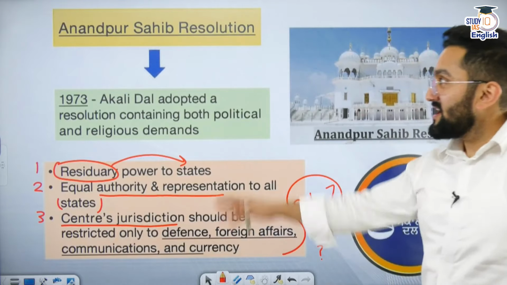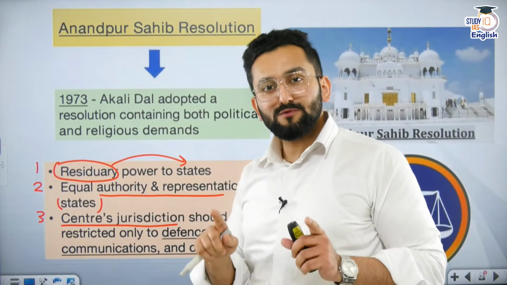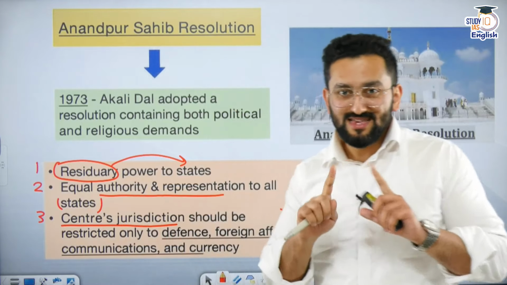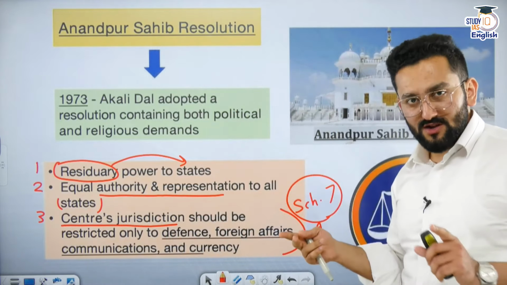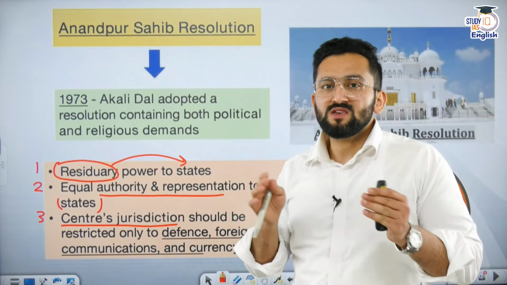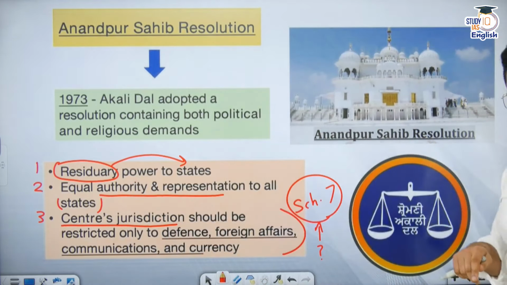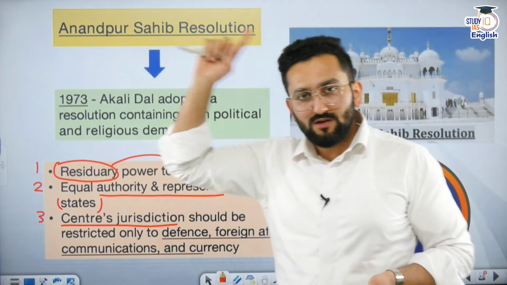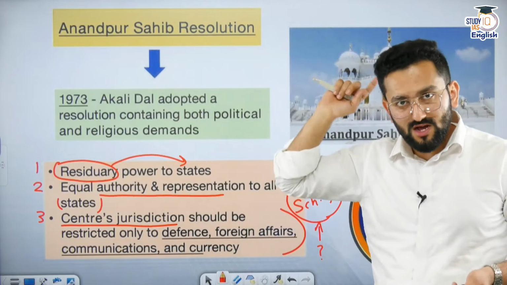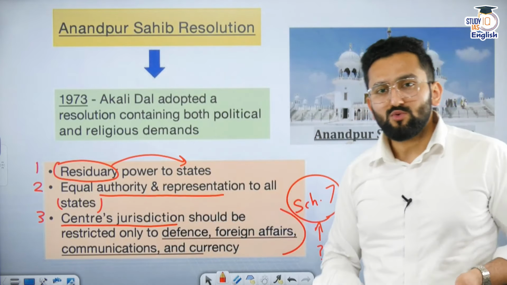Okay. Now second is Anandpur Sahib. This was again a commission which was made by a state, not center, right? Punjab. And it has two objectives. One was political, other was religious, considering the context of Anandpur Sahib. Now, they also asked residuary power should be given to state, as was asked by Raj Mannar committee. Equal authority and representation to all state. What does it mean?